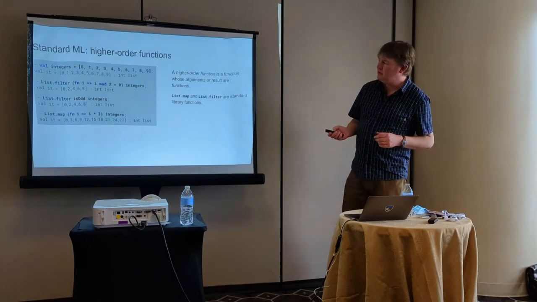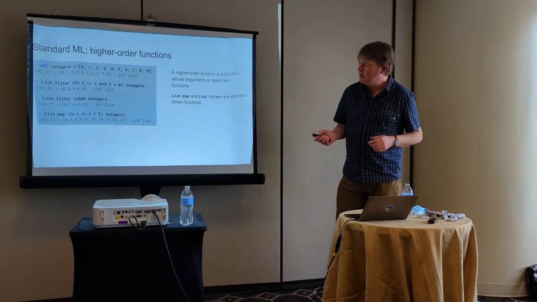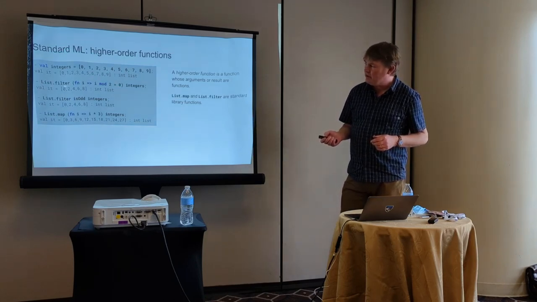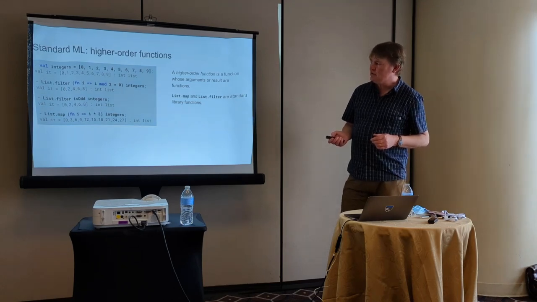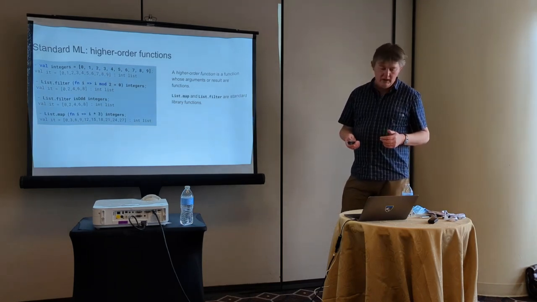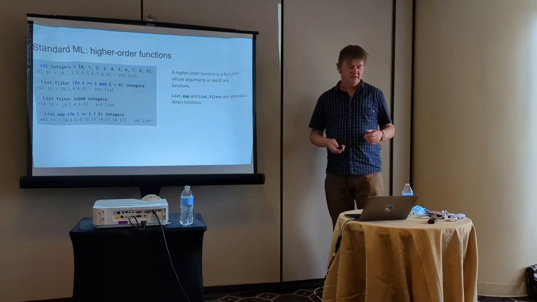So in this case, we've got a list of 10 integers. We filter out the even ones, and we get 0, 2, 4, 6, 8. And then we apply map, which triples something. We get 0, 6, 12, 18, 24. So if you're a SQL aficionado, you'll recognize we're basically doing relational operations here.